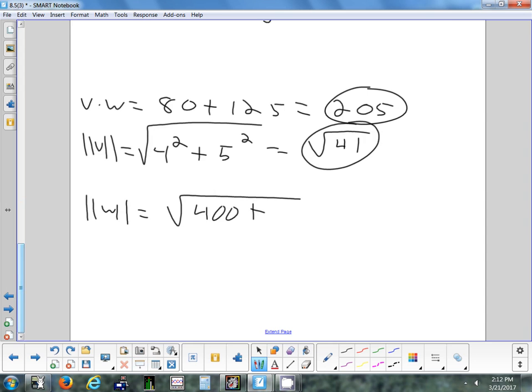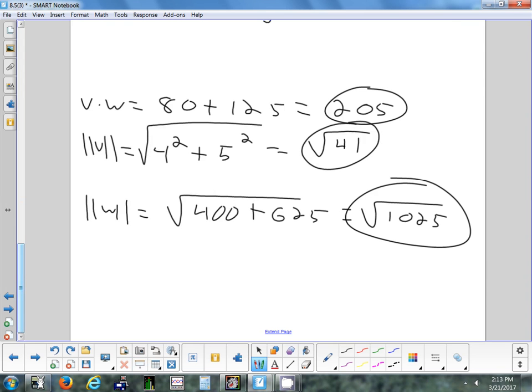Yep, 625. Add those up, and I get the square root of 1025. So I don't need inverse cosine. All I have to do is check what is the square root of 41 times the square root of 1025. And if these vectors are going to come out parallel, what am I hoping that product comes out to? The same as the dot product. So if I get 205 when I multiply these together, then they're parallel.